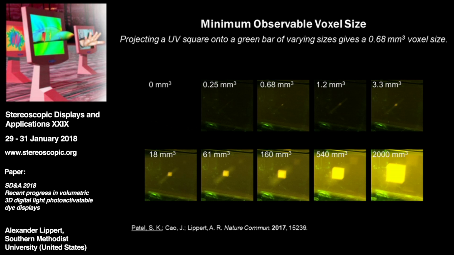So one of the things we looked at was kind of the minimum observable voxel size. And we did this by projecting a square from the UV projector, square from the visible projector. At the intersection with large squares, you get sort of this large solid cube of fluorescence emission. And as we get smaller and smaller and smaller, we get down to about 0.68 millimeters cubed as the minimum dot that we can reliably see.